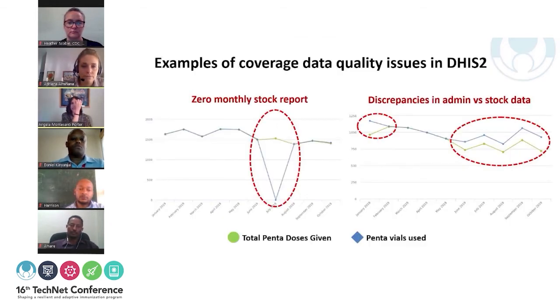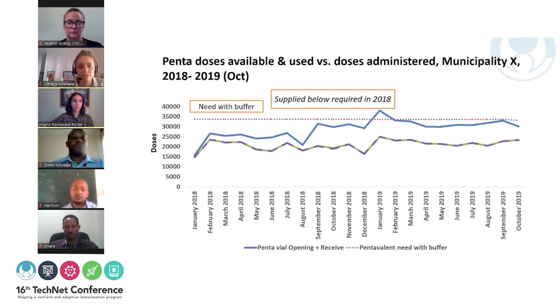So upon further investigation of some of these really outlying subdistricts, we show here an example of one of the subdistricts that was reporting a negative wastage rate. And some examples of data quality issues that they found that were actually immediately rectified include 0 monthly stock report on the left and discrepancies in admin versus stock data on the right.